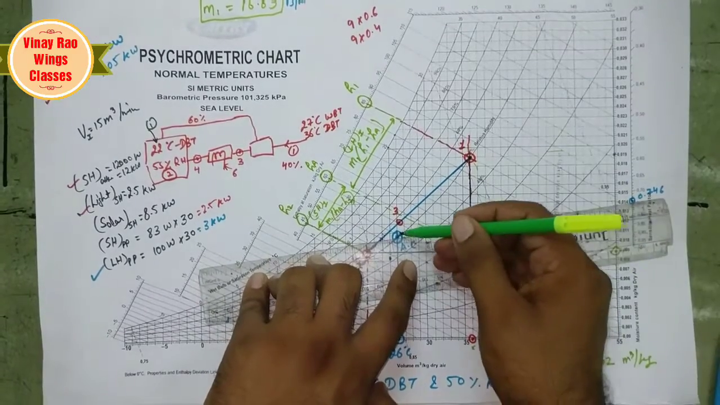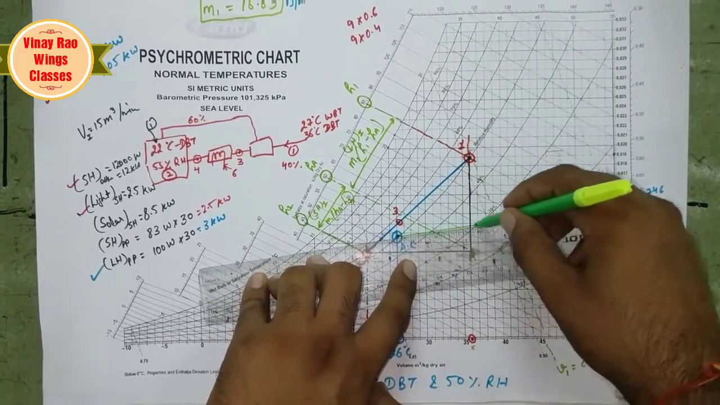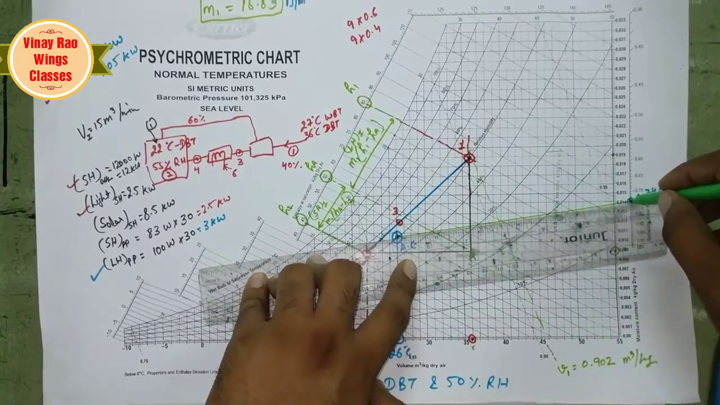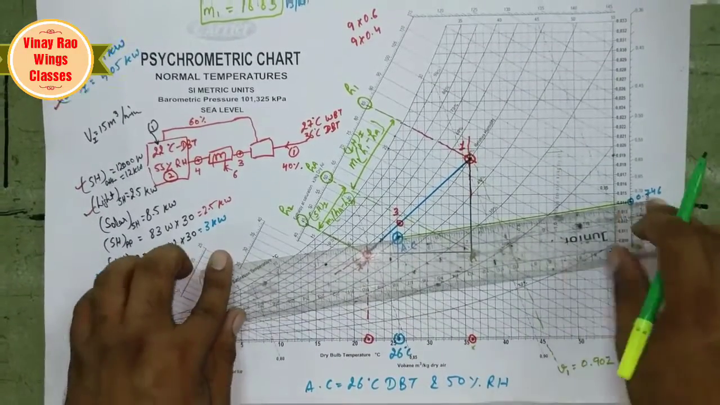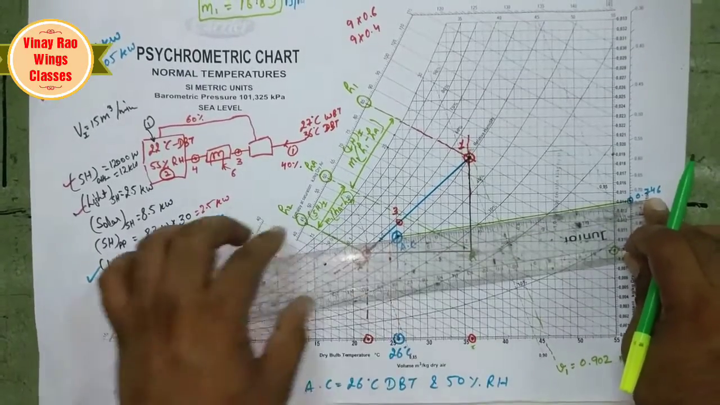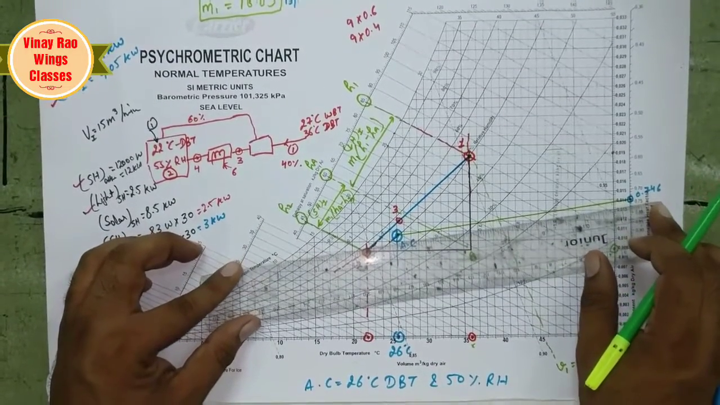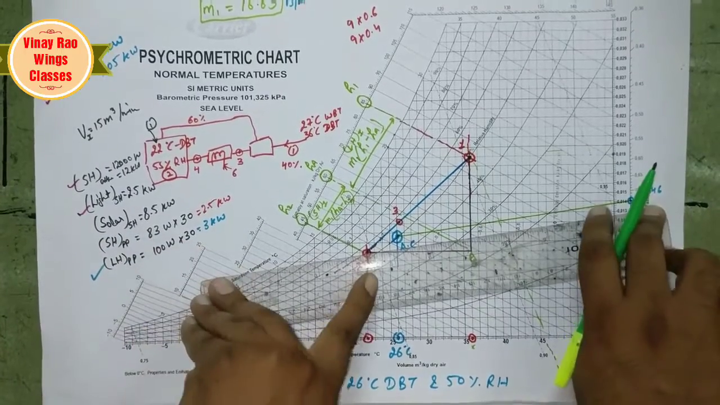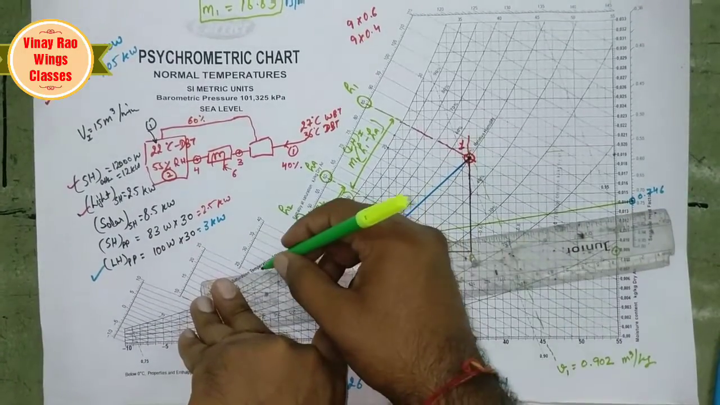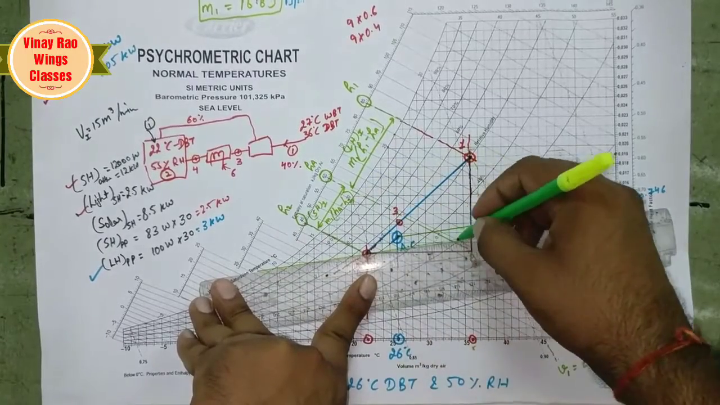Always draw a line joining the alignment circle to the room sensible heat factor. This is the line where the room sensible heat factor always meets the alignment circle, and we have to draw a parallel line moving from point number 2, parallel to this line. So this is another line which is parallel to this line.